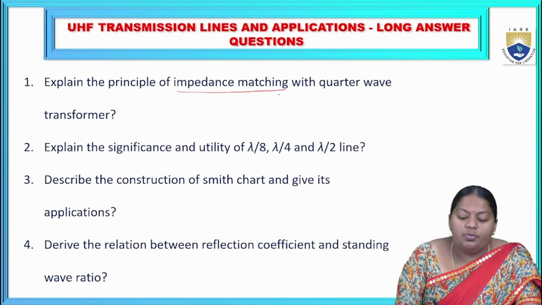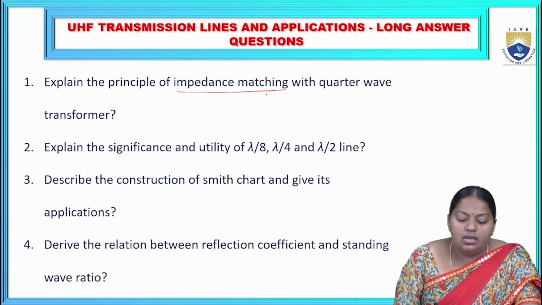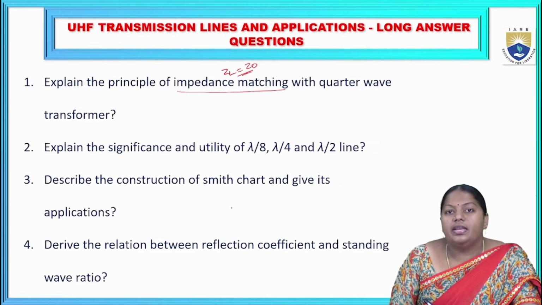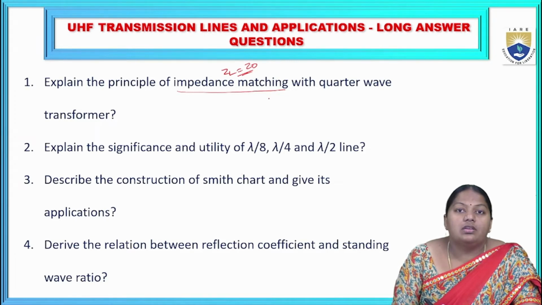To get the maximum power transfer and to avoid reflections in a transmission line, we consider one method called impedance matching. This is the case ZL is equal to Z0, meaning the load impedance of the line is equal to the characteristic impedance of the transmission line. In the case ZL equal to Z0, impedance matching occurs.